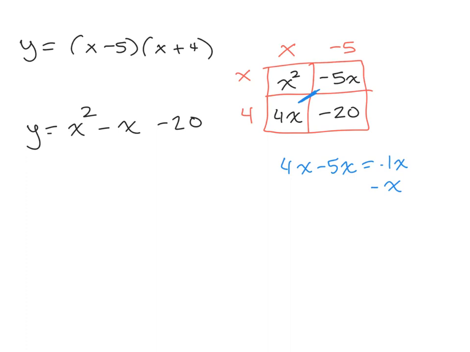Now, let's look at one more example. Here we have y equals 2 times the quantity of x plus 1 times x minus 3. So our process is going to look very similar. The only difference is we're going to ignore that 2 coefficient until the end. So we're going to just ignore it for now.